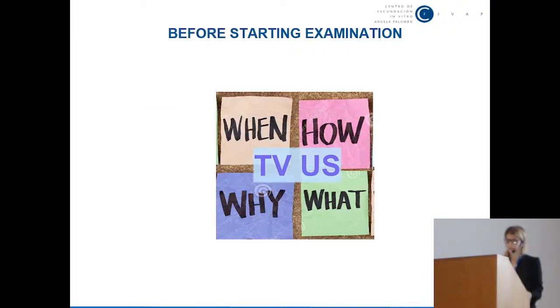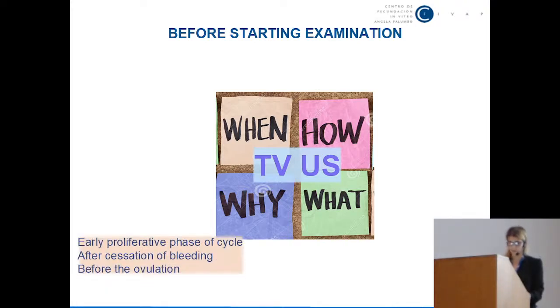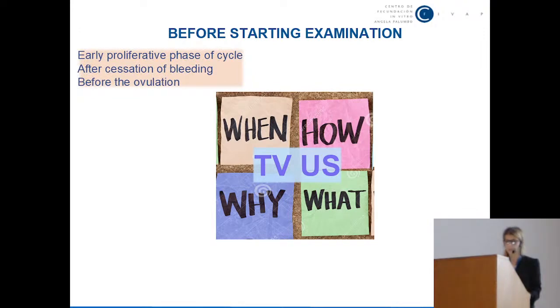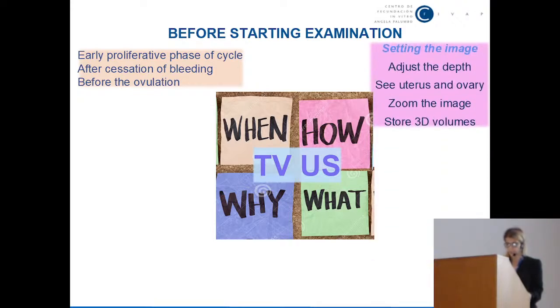Important before starting the exam is the transvaginal ultrasound. In fact, we must make sure that the patient is in the early proliferative phase of the cycle, that bleeding has stopped, and that ovulation has not occurred. Then we must set the image, adjust the depth of view, see the uterus and ovary on the same section, zoom the image of tube and ovary to see the details, and individual volumes may be stored for each side.